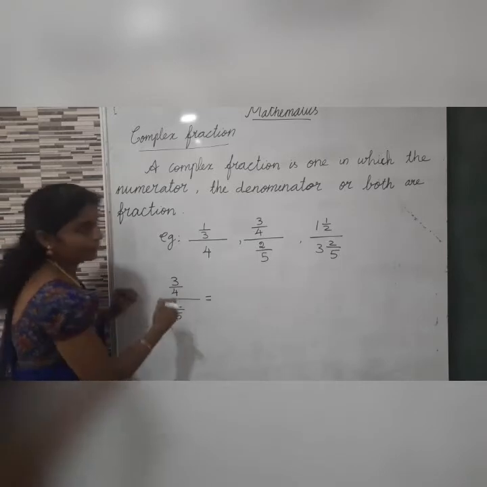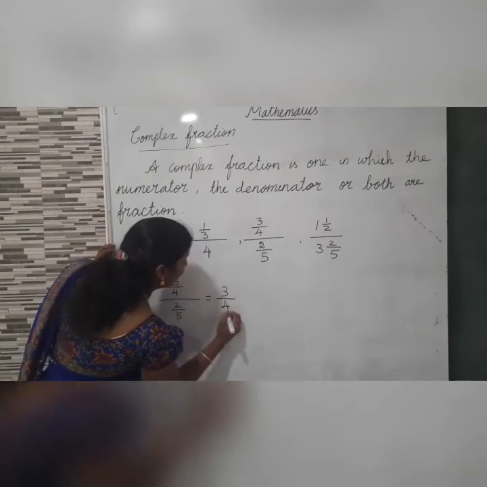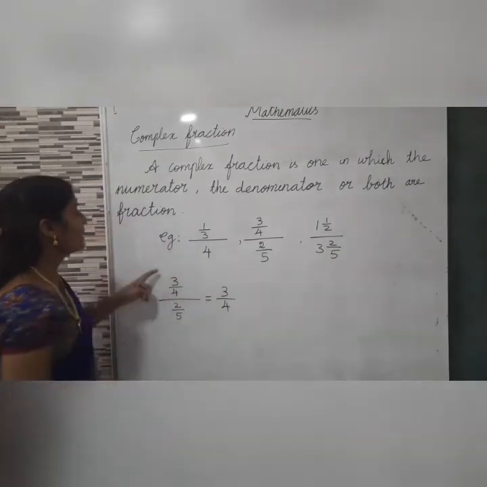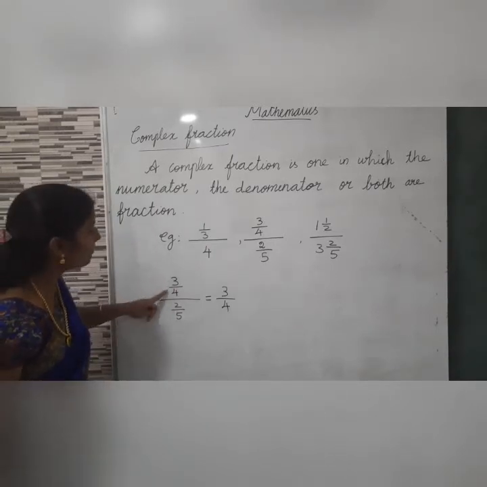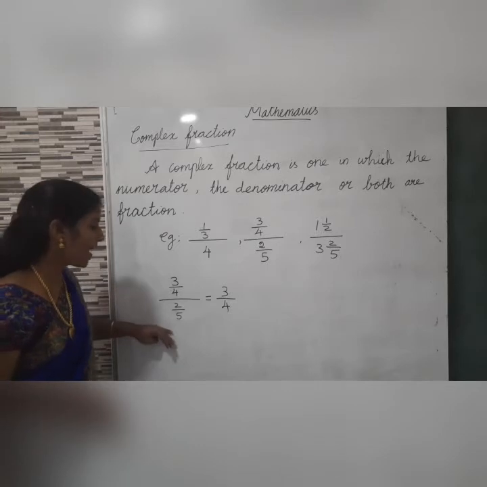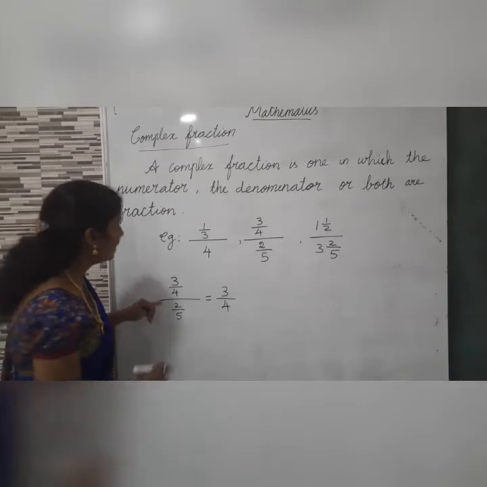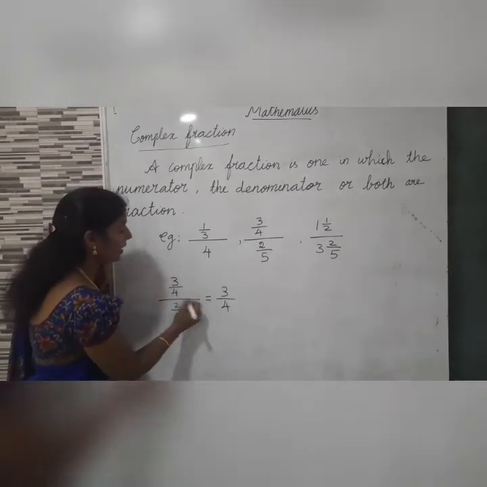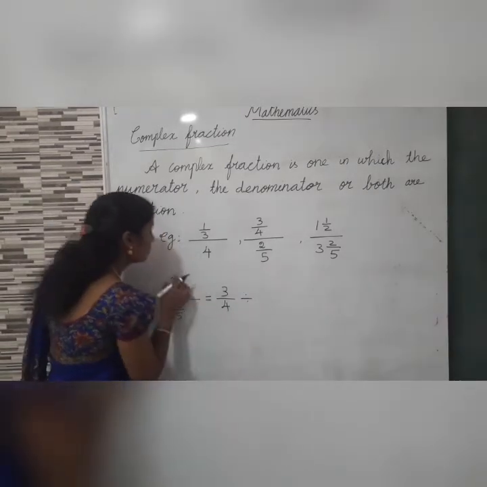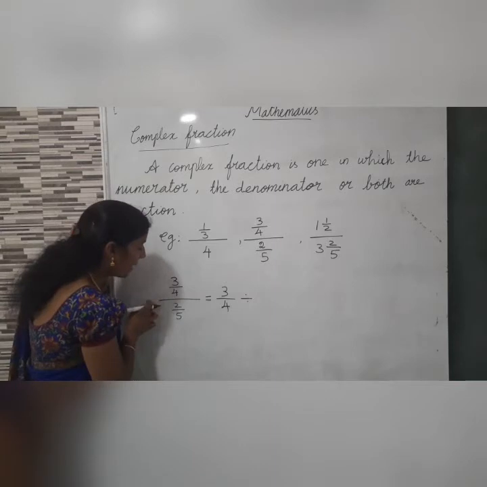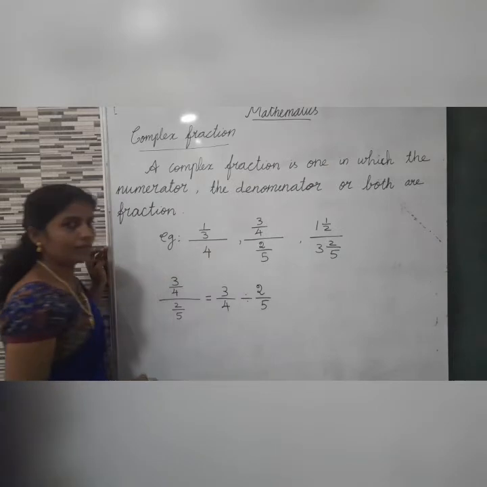Listen, what is the meaning? The numerator is 3 by 4, divided by 2 by 5. You can read it as 3 by 4 divided by 2 by 5, otherwise 3 by 4 upon 2 by 5. The line means divided by, upon. That means division. Can you write it like this? 3 by 4 divided by 2 by 5. Are you clear?